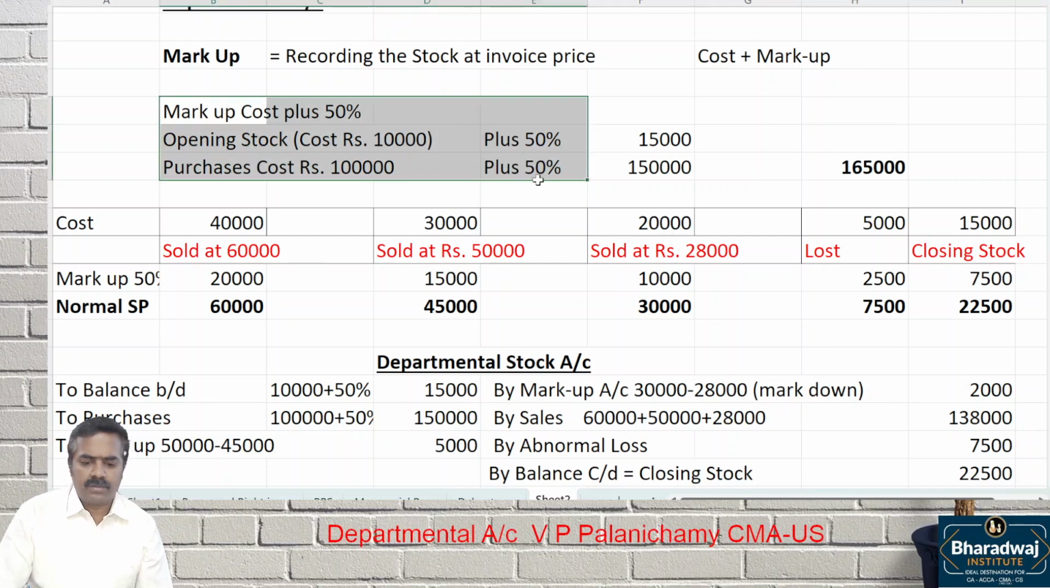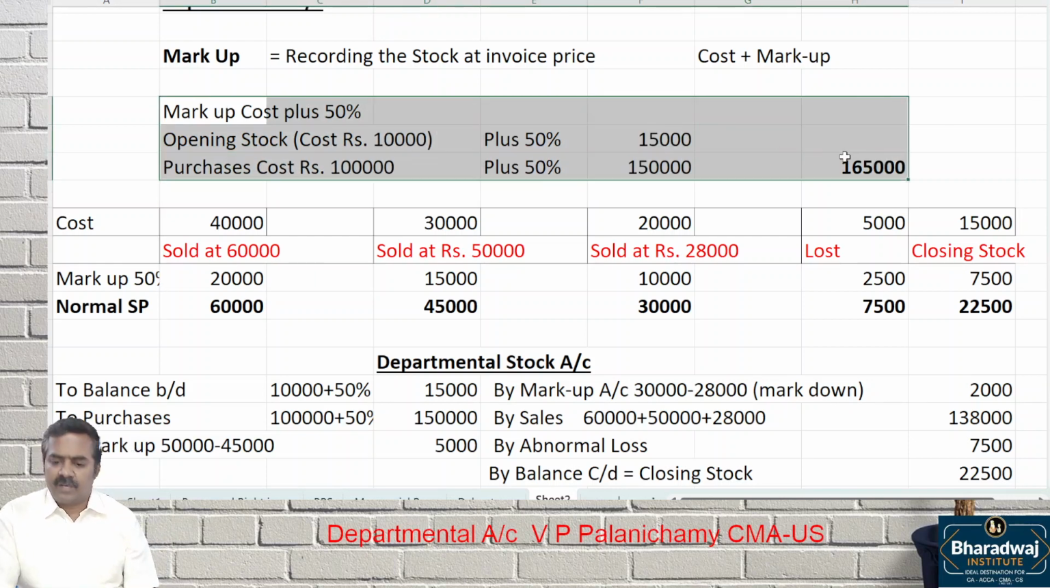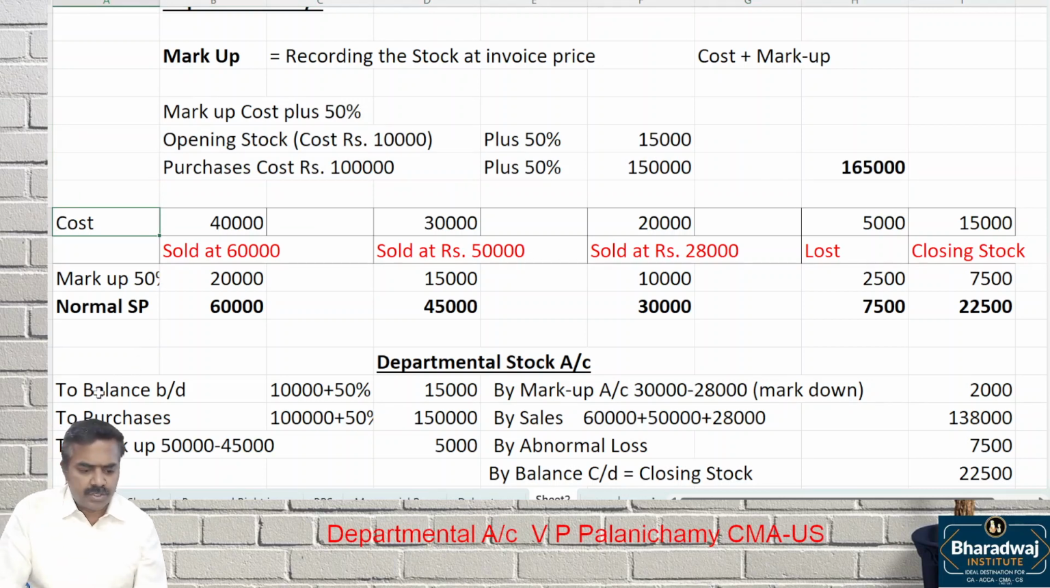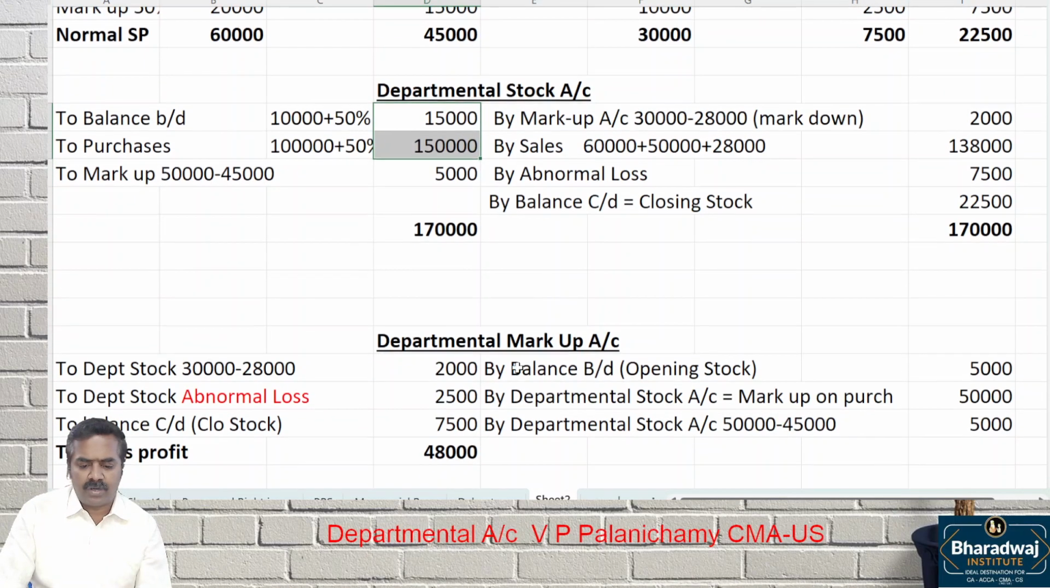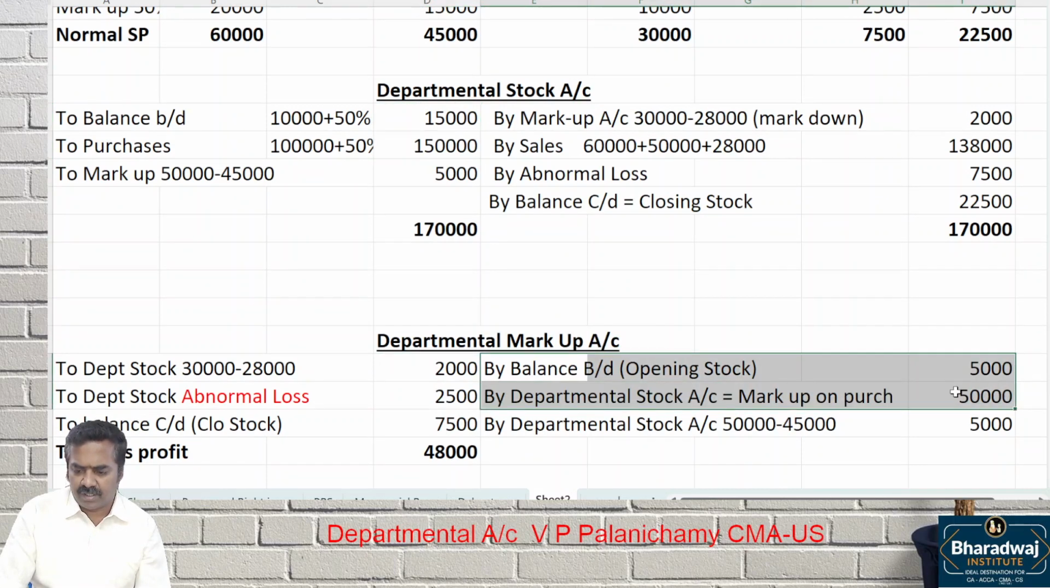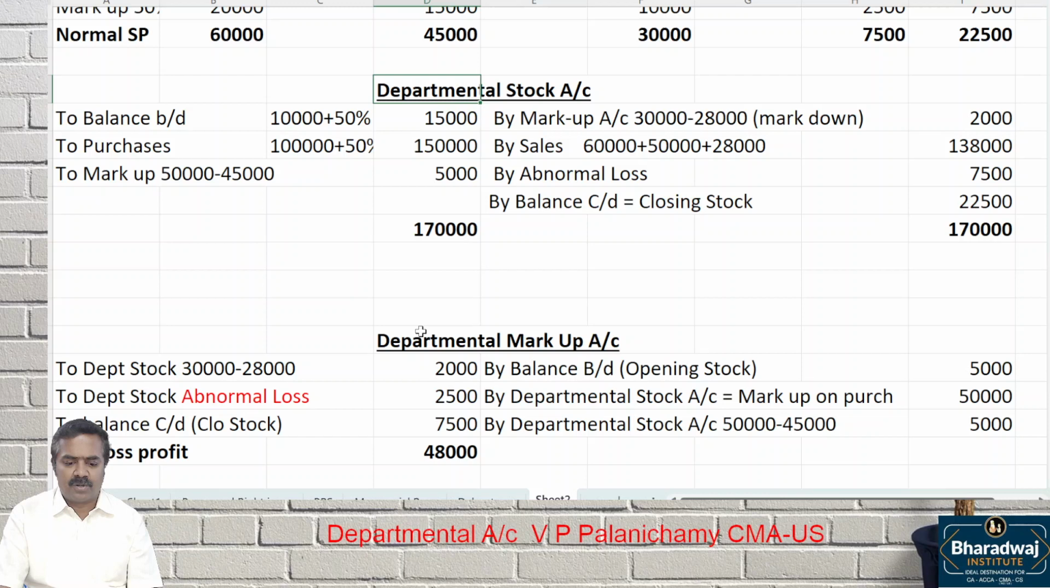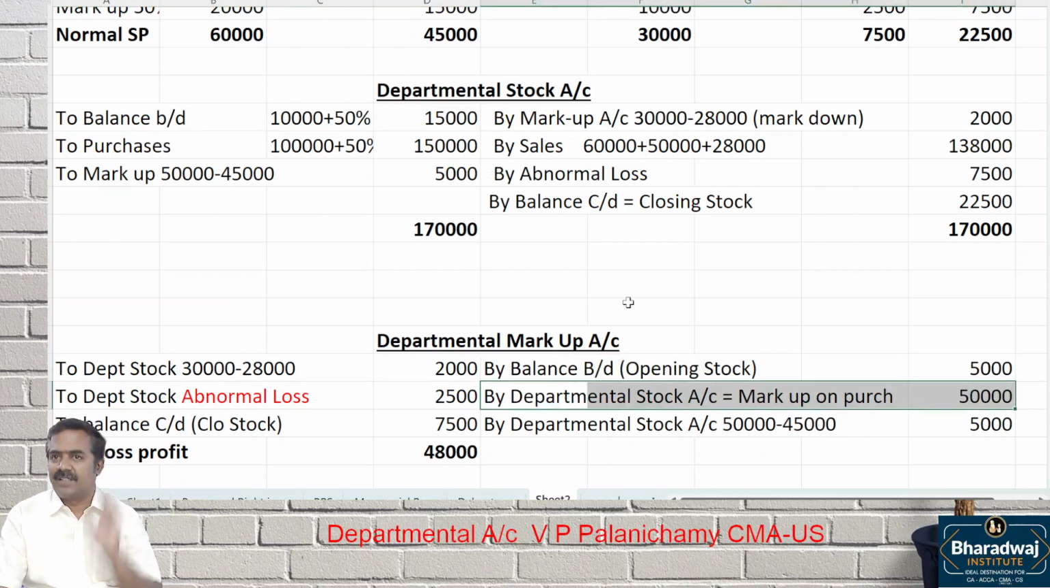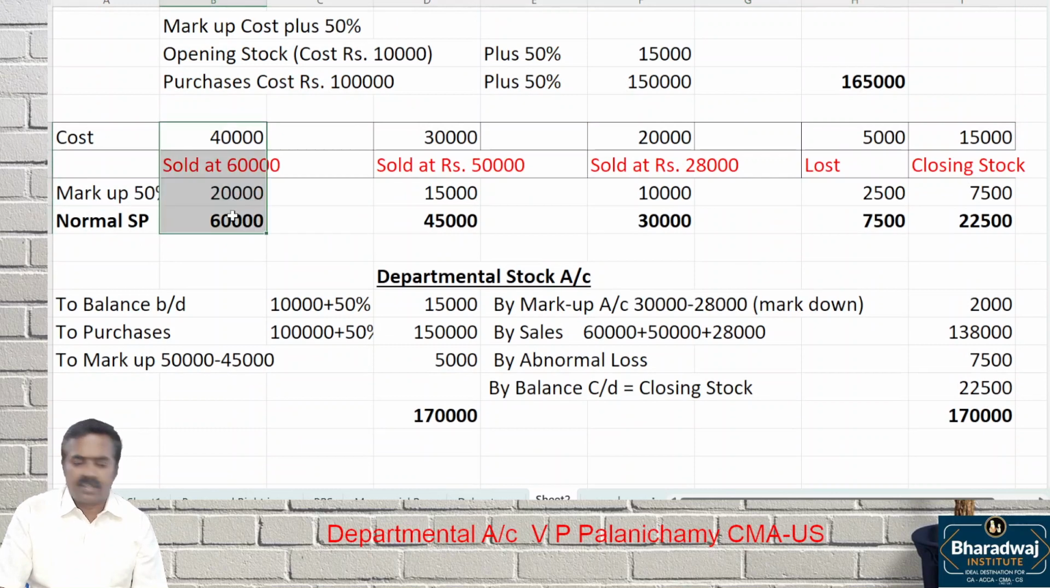Once again I repeat. Under markup and markdown, goods are recorded at what price? Invoice price. A usual or normal profit margin is added and recorded. Clear? So whenever goods are purchased or opening stock, they are recorded at invoice price or loaded price or marked up price. That marked up amount goes to which account? Departmental markup account. That profit element is recorded. Same like branch stock account, branch stock adjustment account. Clear? We record opening balance, goods sent to branch. Here we will put by stock reserve, by goods sent to branch, that profit element. Same method.